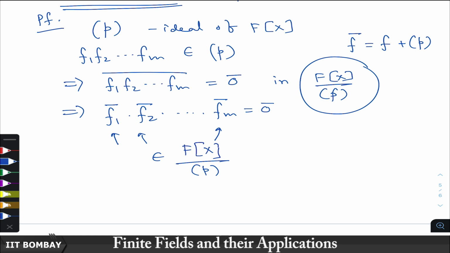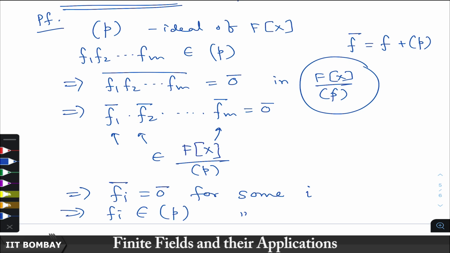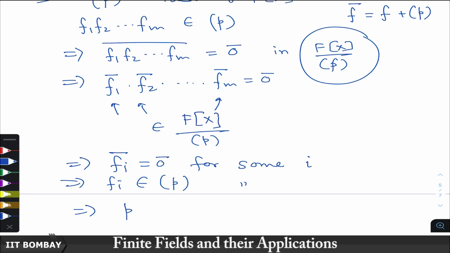So, the product of these elements is 0 in the field, and a field is of course an integral domain, which means that at least one of them must be 0. That means the coset of fi is 0 for some i, that is fi is in P for some i, which means that P divides fi for some i.